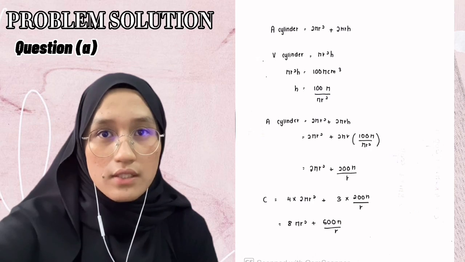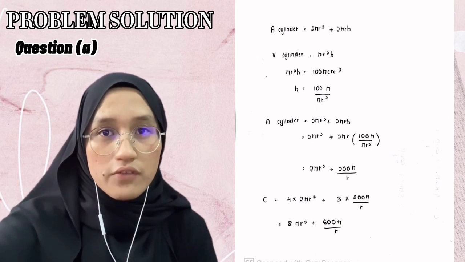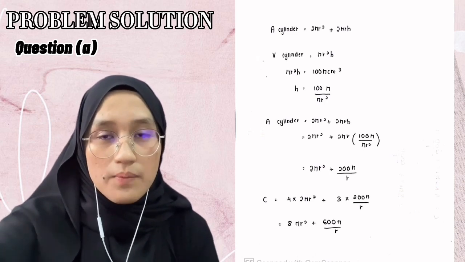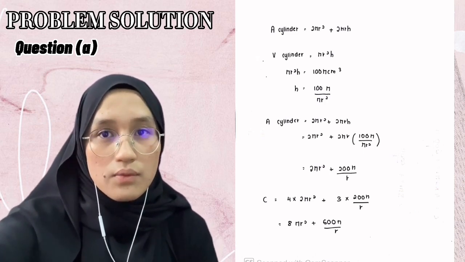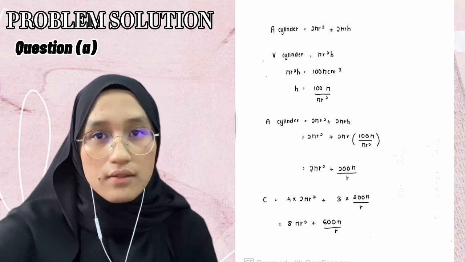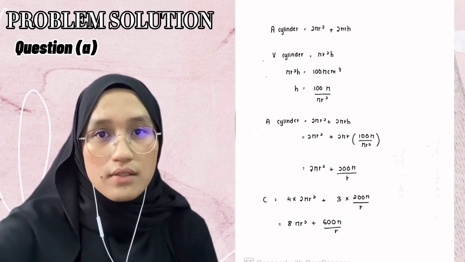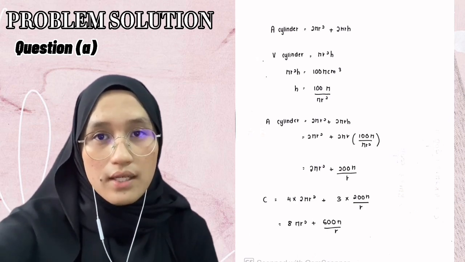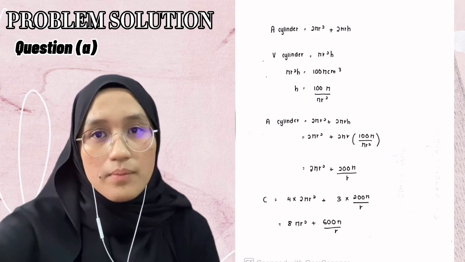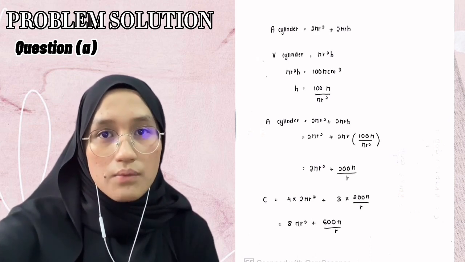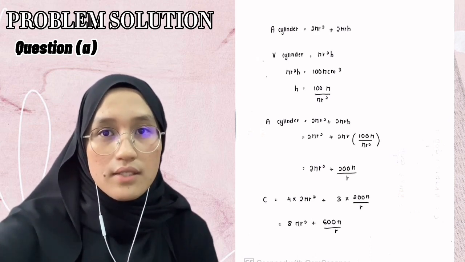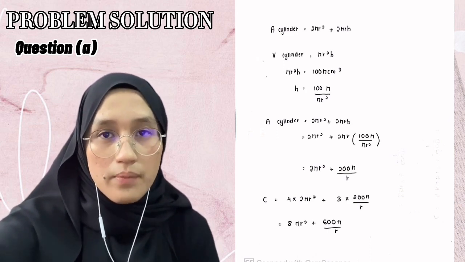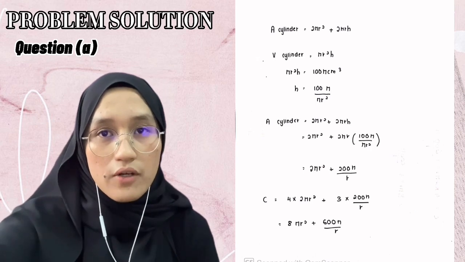Given in the question is the cost for top and bottom, which is 4 cents per square centimeter, and for the curved side is 3 cents per square centimeter. As we know, the top and bottom is 2 pi r square, and we just need to multiply it with 4 cents, and we will get 8 pi r square. For the side, multiply 200 pi over r with 3 cents, and we will get 600 pi over r. At the end, we will get C equal to 8 pi r square plus 600 pi over r.